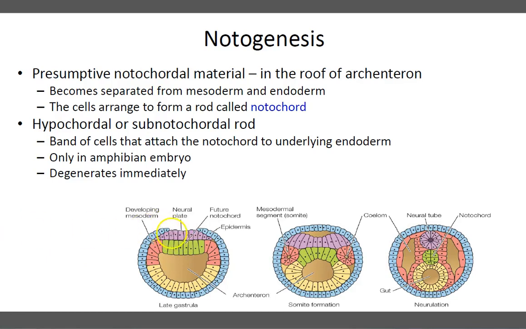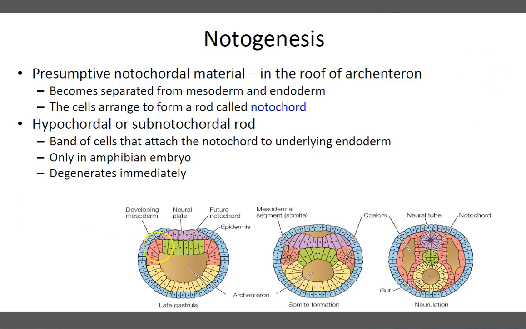So you can see as the neural plate starts to invaginate to become your neural tube, the roof of the archenteron will now start to also pinch off. So once the roof of the archenteron separates from the lower portion, the upper portion will now become your notochord, while the lower portion of your archenteron will give rise to your gut or primitive gut.